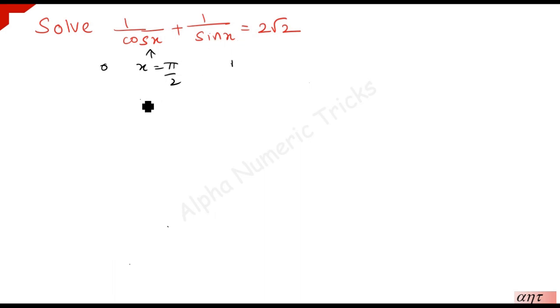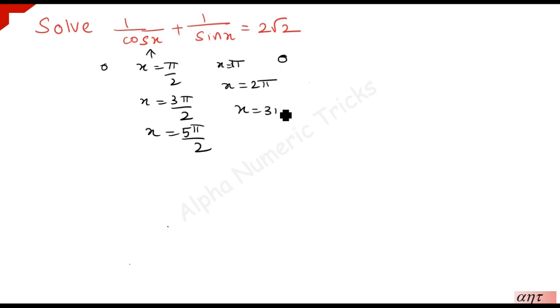In the same way, when x is equal to 3 pi by 2, cos 3 pi by 2 becomes 0. Similarly, when x is equal to 5 pi by 2, cos 5 pi by 2 again becomes 0. Coming to the sine term, when x is equal to pi, sine pi becomes 0. When x is equal to 2 pi, sine 2 pi is 0. When x is equal to 3 pi, sine 3 pi becomes 0.